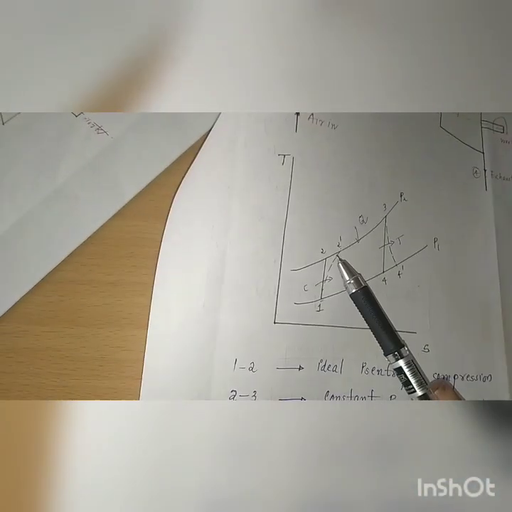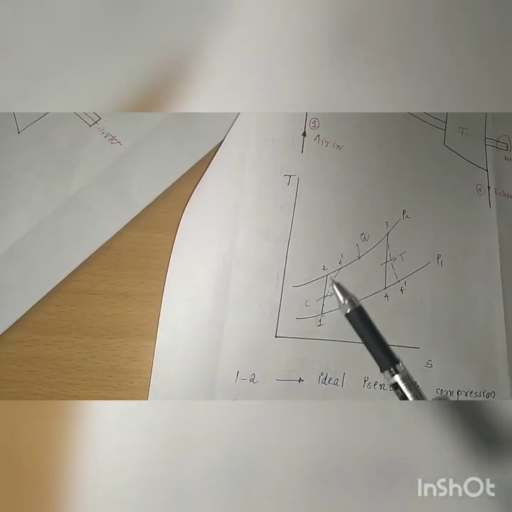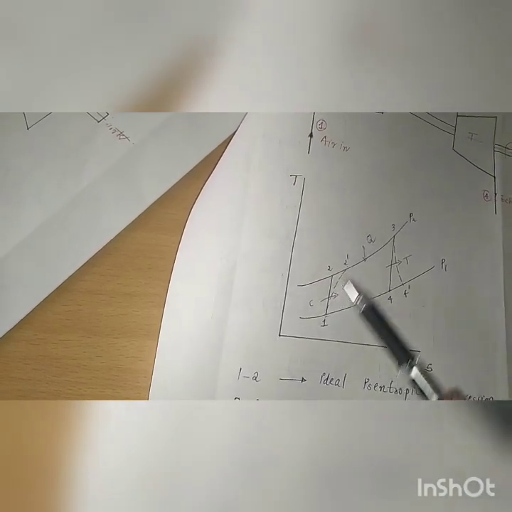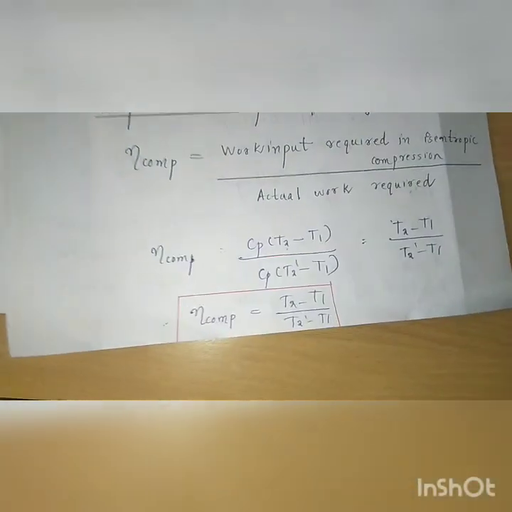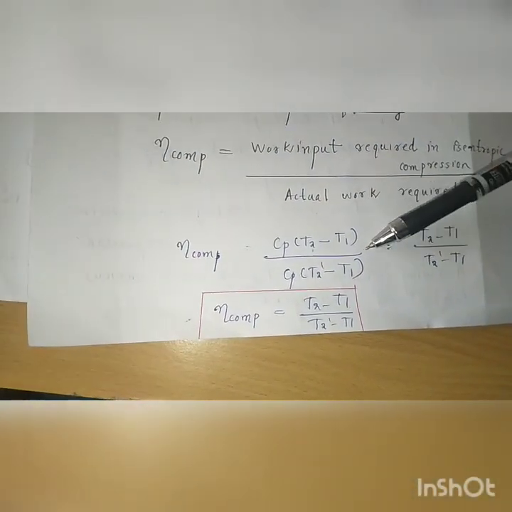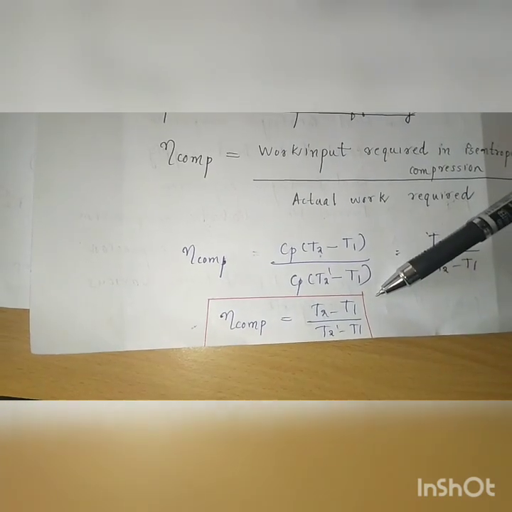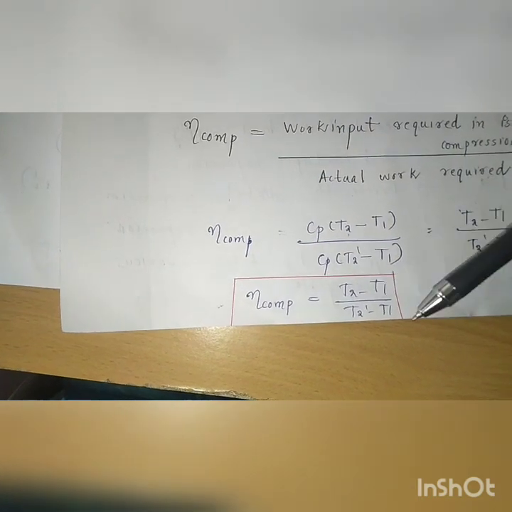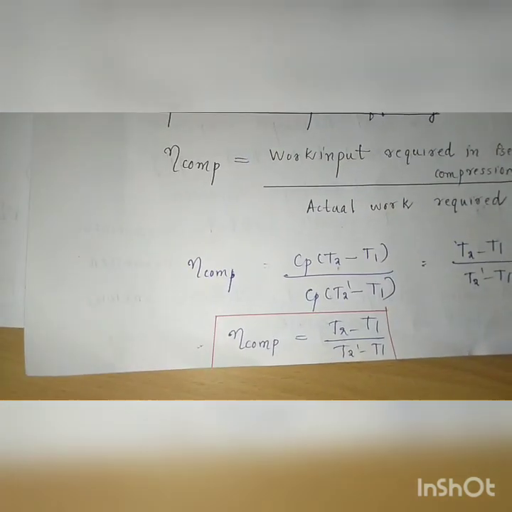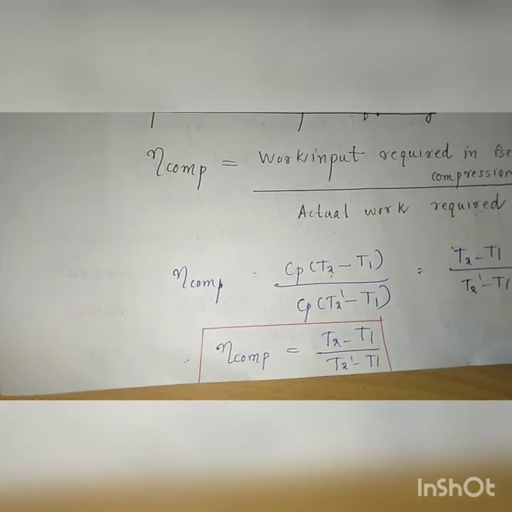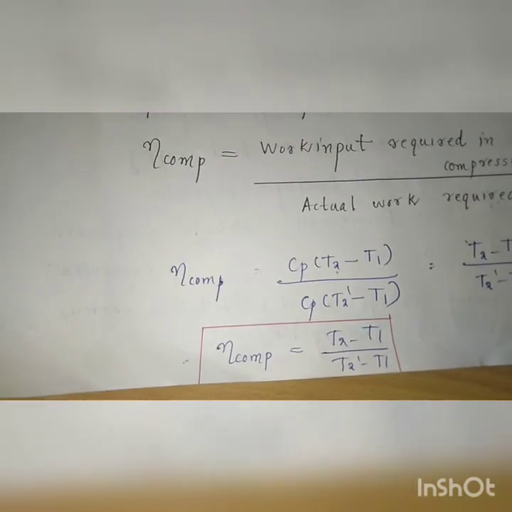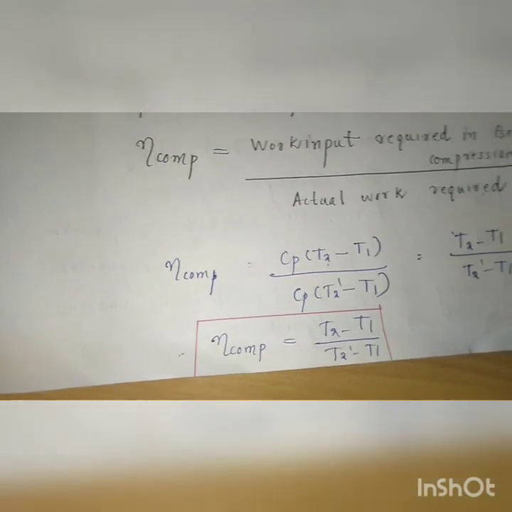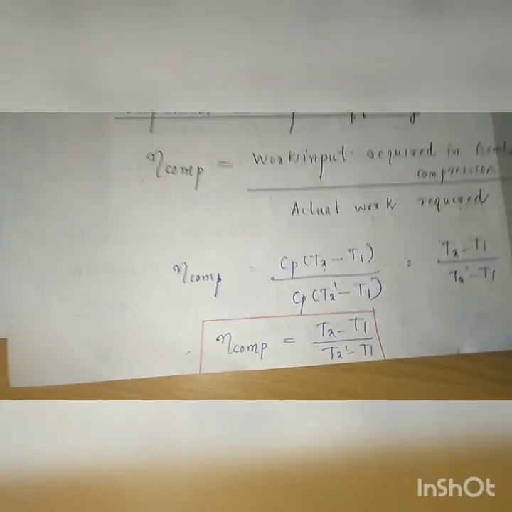In this diagram, this is the ideal one and this is the actual one, that is Cp into T2 minus T1 divided by Cp into T2 dash minus T1. Cp can be cancelled, then the compressor efficiency is T2 minus T1 by T2 dash minus T1. Here we have to memorize one thing, the actual will be in the denominator and ideal in the numerator, but in the turbine it will be opposite to that.